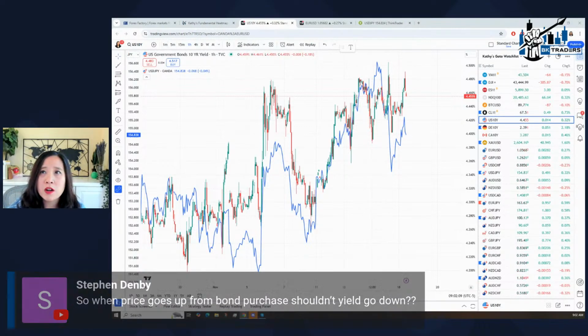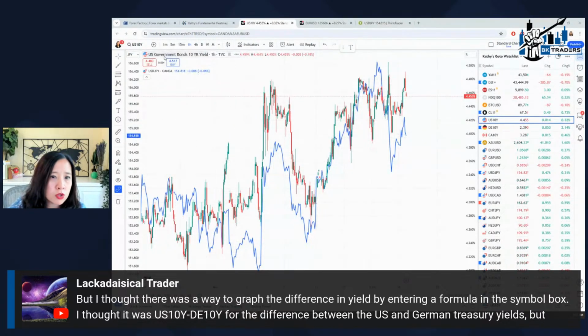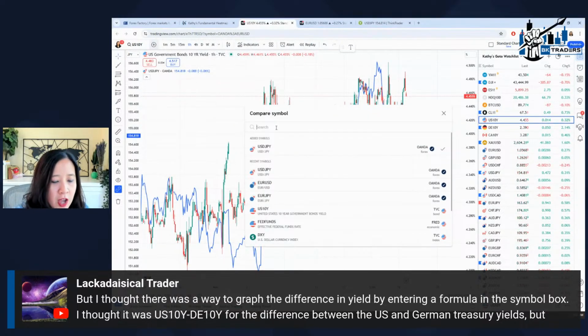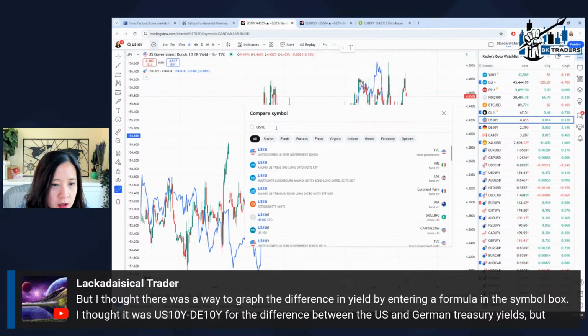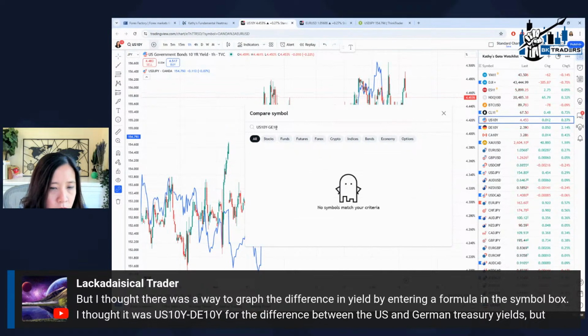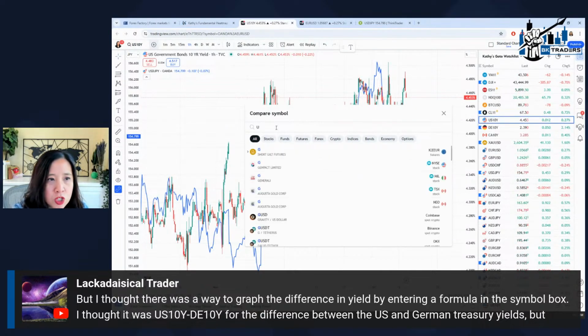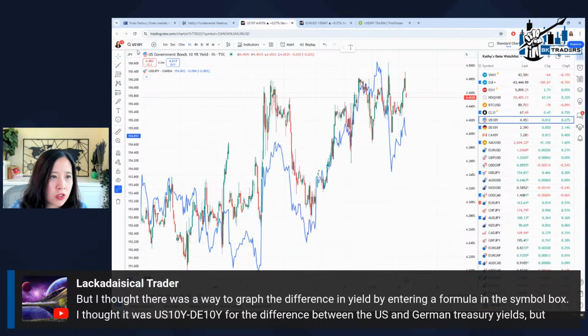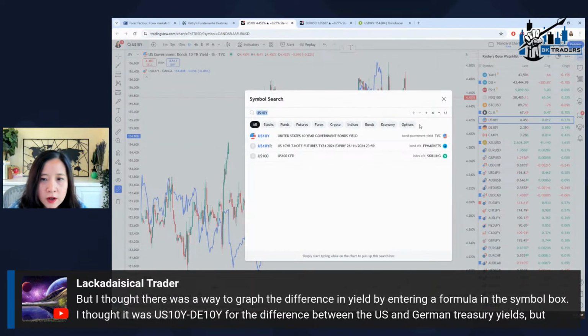Now, I got a question here. I usually use Bloomberg for this, so I haven't done this in a while. Let's see. I don't know if TradingView actually lets you do this. I don't think it does, as far as I know. Yeah, it's not letting me do this. What I'm being asked here is whether we can chart the spread. Well, actually, no, we can.